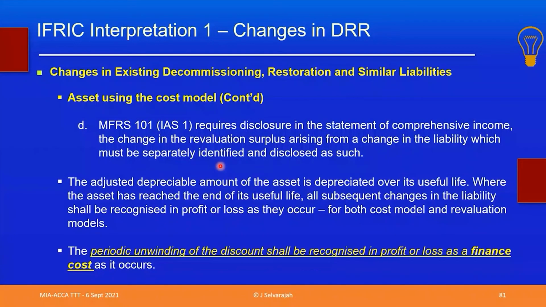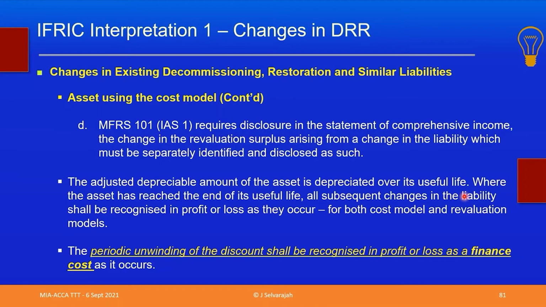All right, and it must be identified and disclosed as such. So any change, you also need to have disclosure. If your provision for DRR changes, disclose in the notes as well, because IAS 101 asks us to do that. Now, if it's a cost, the adjusted depreciable amount of the asset is depreciated over the useful life, where the asset has reached almost the end of the useful life. Remember, it's running 30 years, 20 years, no?